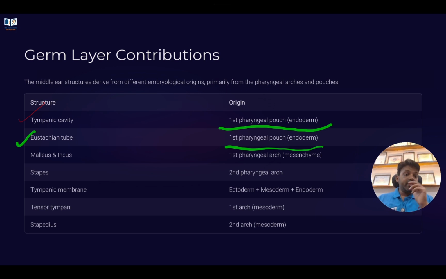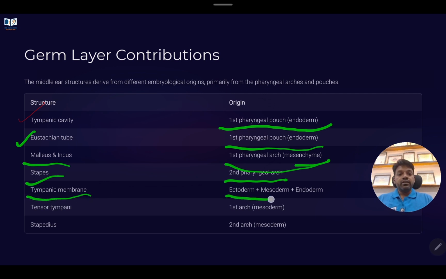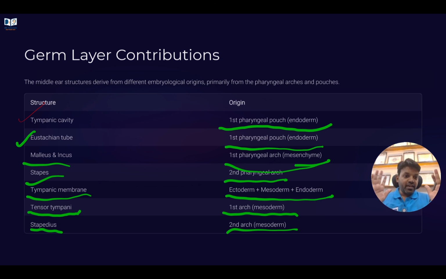Then we saw the Malleus and Incus, the green bones, that is actually coming from the first pharyngeal arch, it is mesenchyme. While the Stapes, which we saw in the pink color, is coming from the second pharyngeal arch. The tympanic membrane just now we saw was coming from all the 3 layers together. And in the muscles, the tensor tympani, the longest muscle we saw, comes from the first pharyngeal arch, and the stapedius muscle is coming from the second pharyngeal arch. I hope this is clear and easy. This is the simplest I could put.